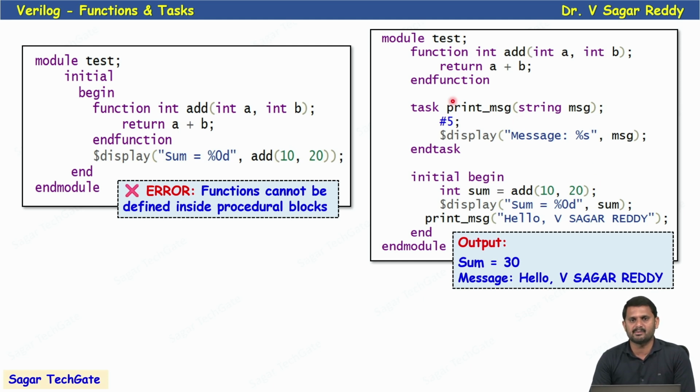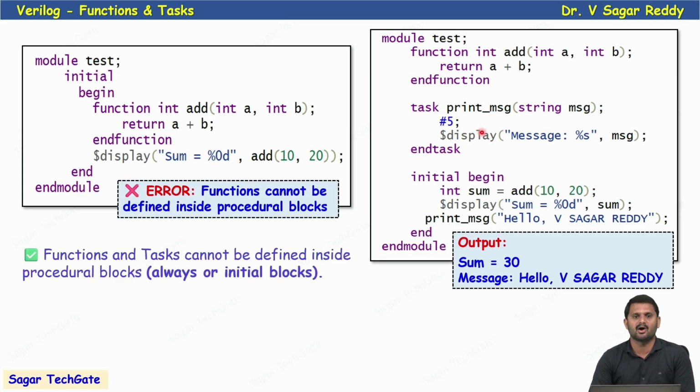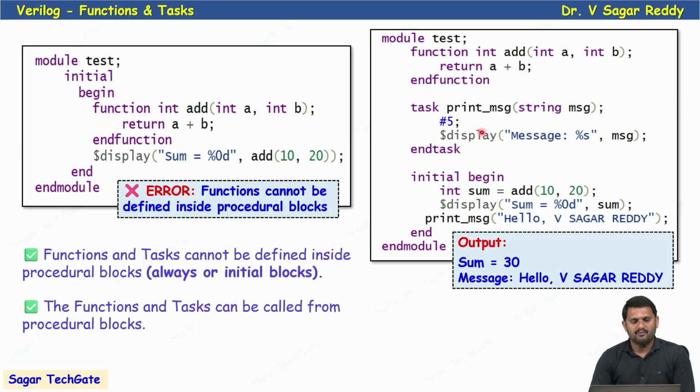Clear? We can use these timing related constructs in the task, but we never use these constructs in a function. Functions and tasks cannot be defined inside a procedural block like always or initial, but functions and tasks can be called from the procedural blocks. Clear? So they can be called from procedural blocks, but we cannot define them there.